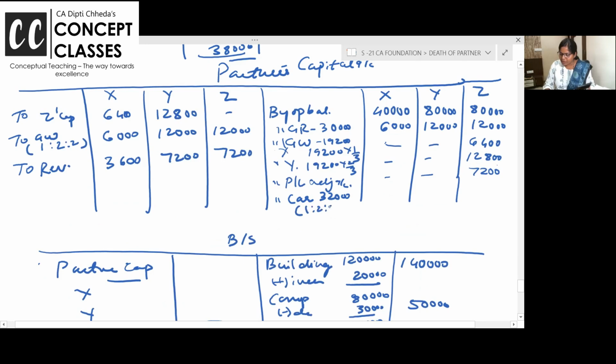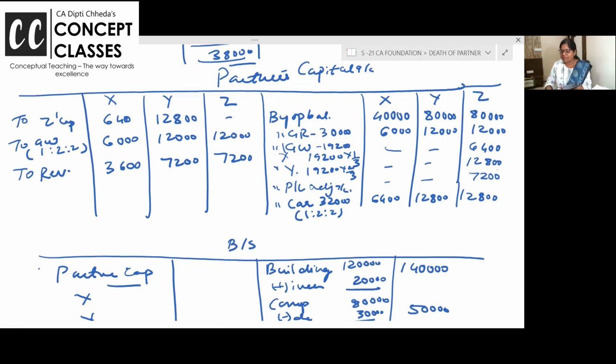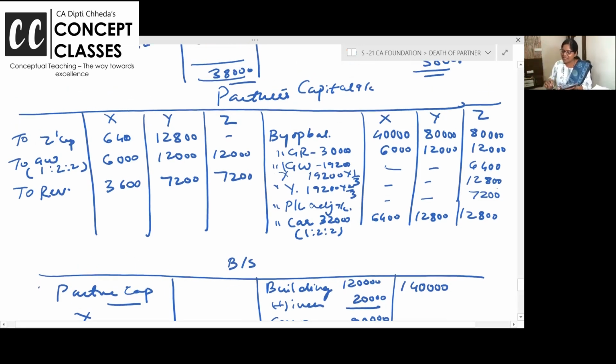32,000 in the ratio of 1:2:2. 32,000 into 1 divided by 5 is 6,400, 12,800, 12,800. Car is recorded in the books, so car account debit, traveling credit. So when you are reducing expenses, it is profit. And last year's profit has already gone to the partners' capital accounts. So you also add it.